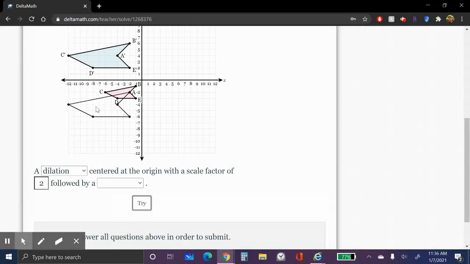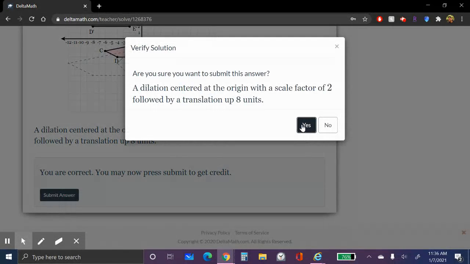Okay. And now it looks like this is being slid because this has a little corner up here. So this D moves up here. So it looks like it slides up, because if it flipped up, it would be up here. All right, it goes up 1, 2, 3, 4, 5, 6, 7. So translation up 7. Let's try that. Nope. One more. We got to go up 8. And there we go. Bam. Correct. Submit.